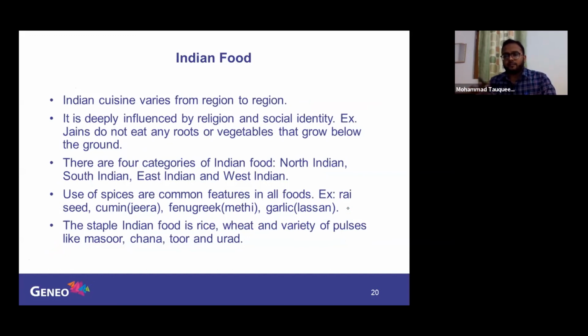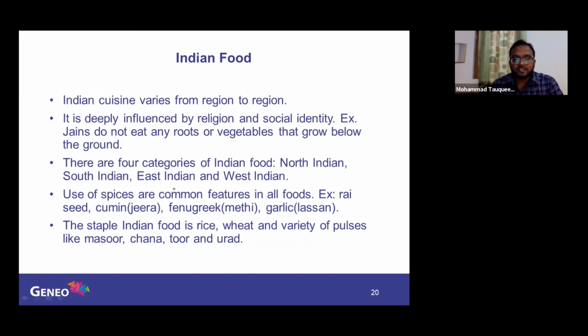You have seen that Indian food varies from region to region. In North India, we generally prefer chapatis. In South India, we prefer rice. And in East India, you will prefer noodles. There are different types, and momos also. That's a very important street food. So you will find that Indian food varies from region to region.